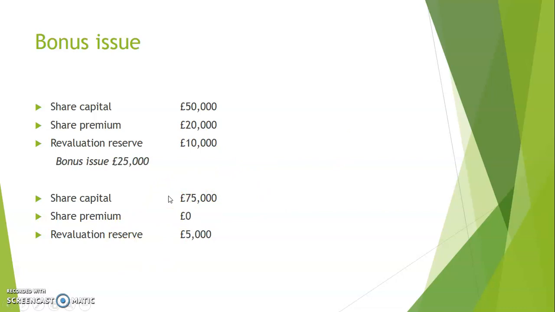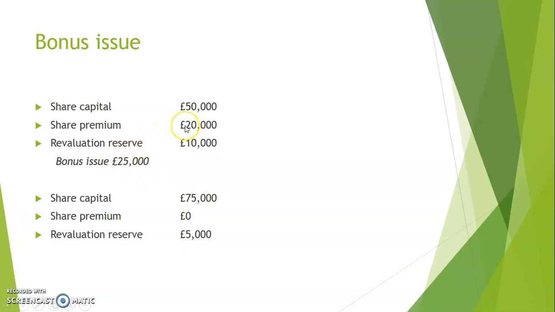Another example, we've used the same figures. This time the bonus issue is £25,000. So we use share premium first. We're going to use the full 20 because we need 25. Use the full 20 and we have 0 left. Then you move to the next reserve, which is £10,000, and we need an extra 5. So we take 5 from there. So we have 25,000 worth of the bonus issue.